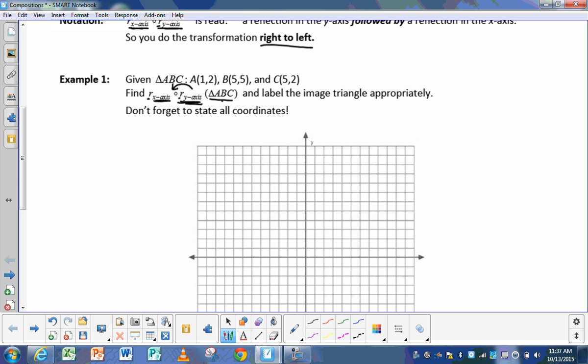What I want you to do for me is plot the triangle ABC. I want you to reflect it over the y-axis. Call that triangle A prime, B prime, C prime. Then I want you to take A prime, B prime, C prime and reflect that over the x-axis to get A double prime, B double prime, C double prime. All right, I will meet you back here. I have total faith that you guys can do this. If you struggle, no worries. We're going to talk about it when you come back.